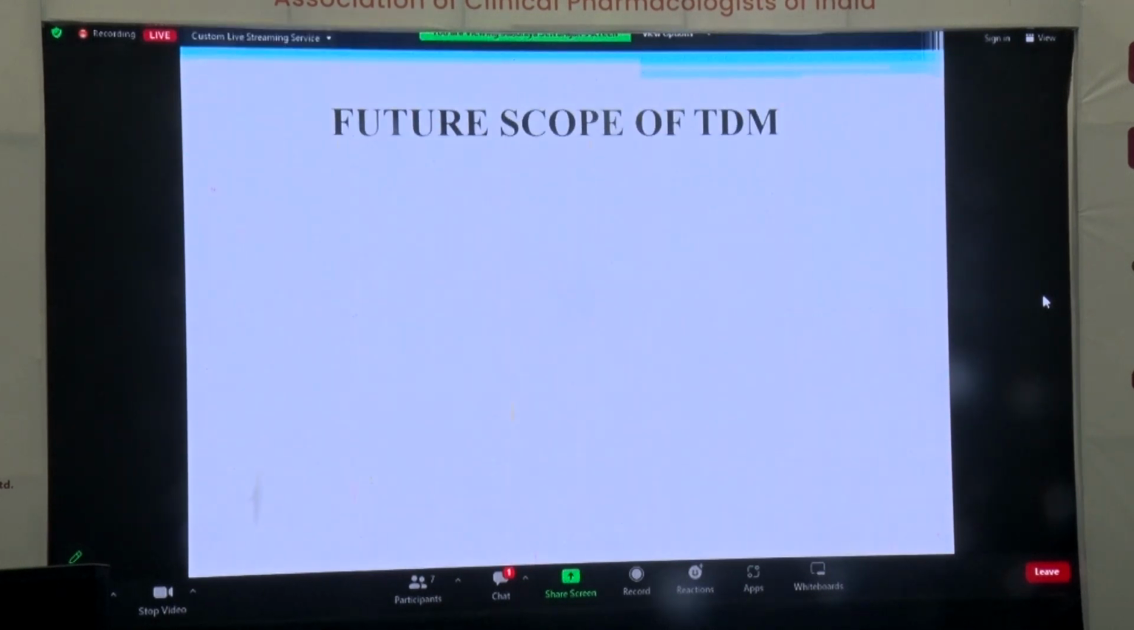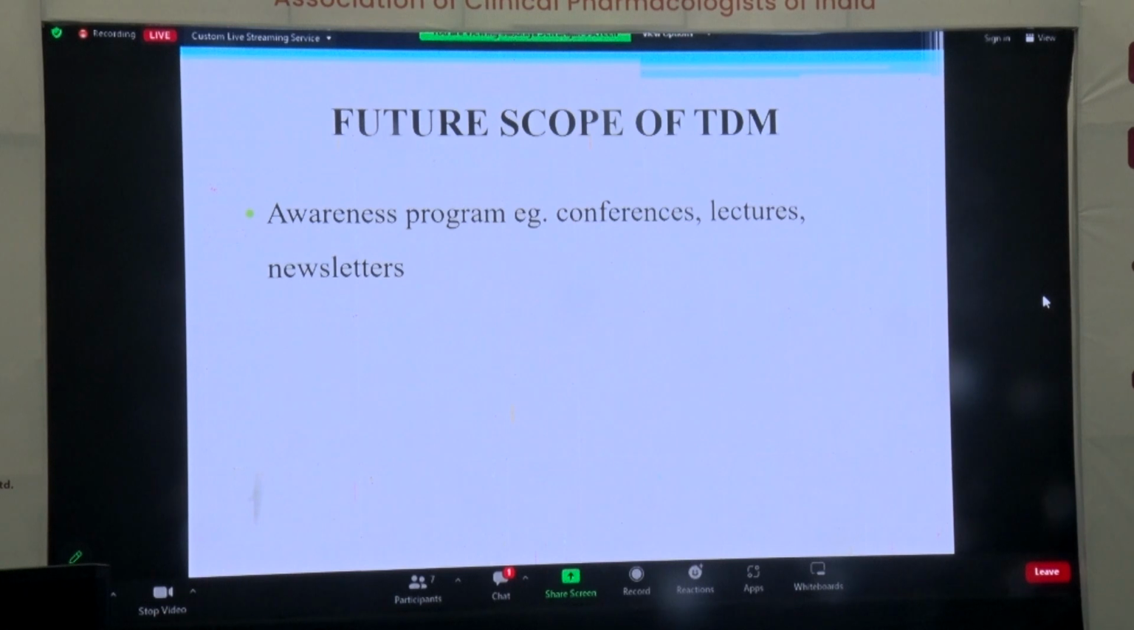So what is the future scope for TDM? As we all know, TDM has not taken up much in many of the institutes. Wherever it is happening, it is not at a full-fledged level. This is due to many issues like financial issues, getting consumables and equipment, and if the equipment needs repair, how do we repair it and how much time it takes. All those things have implications on doing TDM.